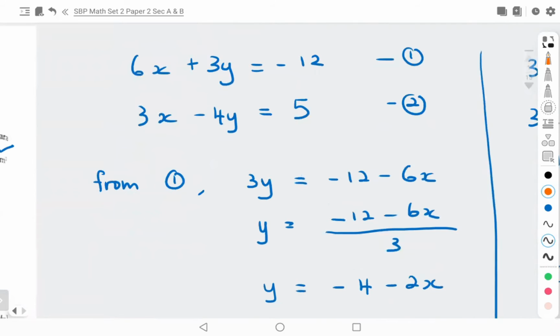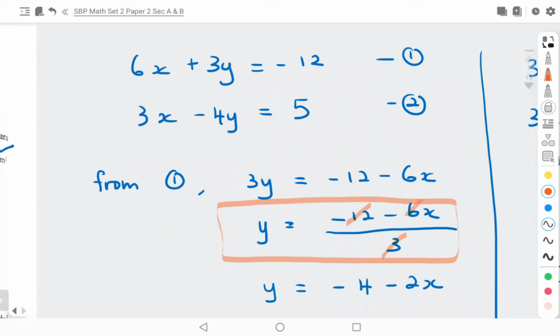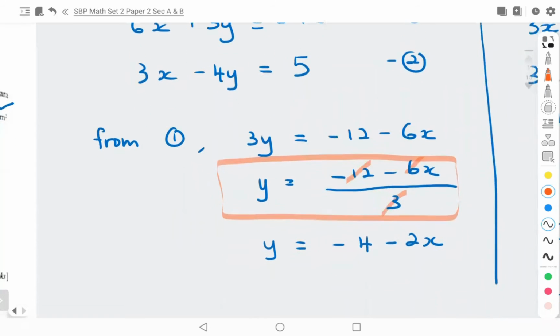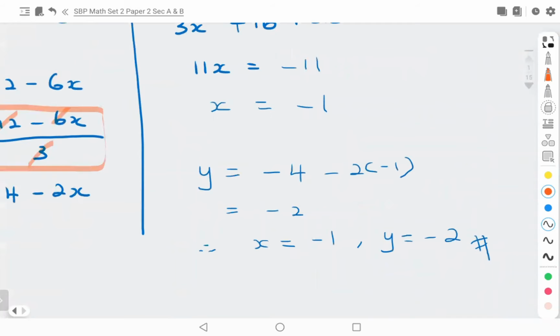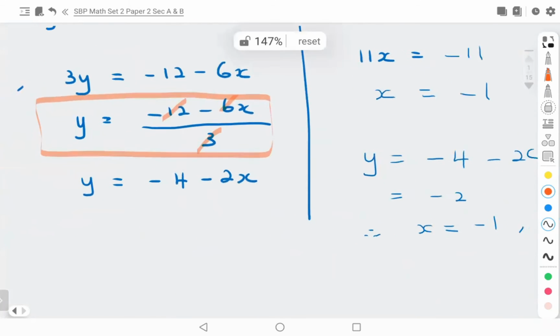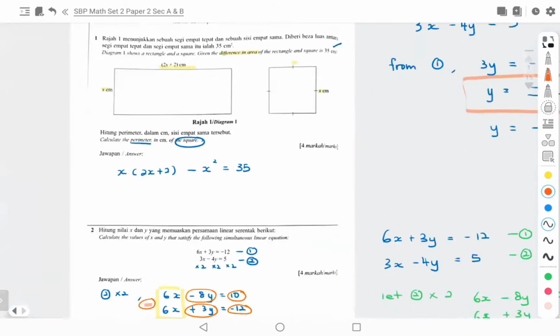So you take the first equation and then you make y the subject. Over here, look at this part: y equal to negative 12 minus 6x over 3. Then it can be simplified, divided by 3, divided by 3, divided by 3. So you will get the linear equation over here: y equal to negative 4 minus 2x. Then you just proceed as usual. You get the same answer. So both methods are accepted.